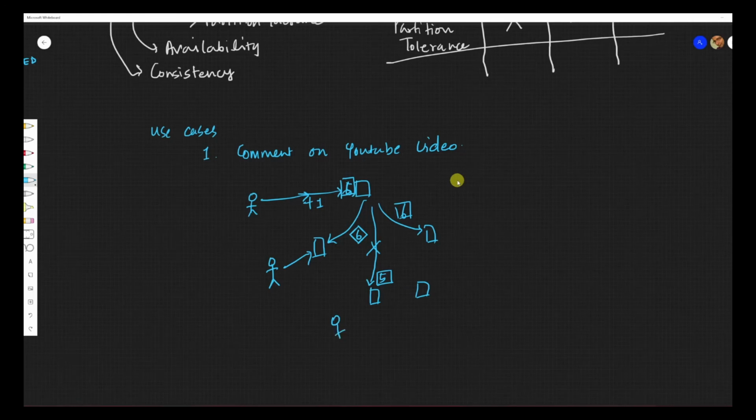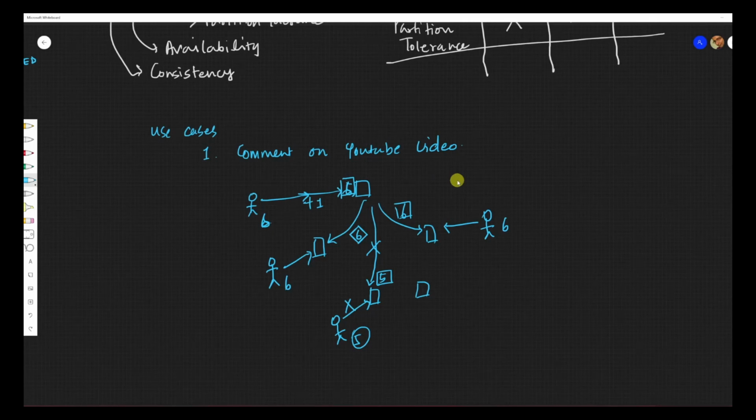Z who's querying over here, he's seeing 5 comments, he's seeing 6 comments, he's seeing 6 comments, he's seeing 5 comments, and this guy is seeing again 6 comments. So should I show 5 comments to him, or should I tell him that okay, the system is not available, come back after some time?